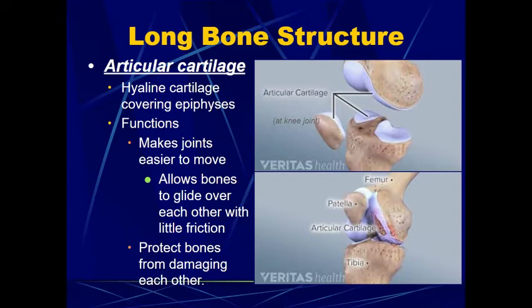It allows the bones to glide over each other with very little friction, and it prevents bones from damaging each other. Without the articular cartilage, when bones would move at a joint, they'd rub up against each other. They would start to damage each other, possibly break pieces off of each other. And so the cartilage is there to maintain the health of the bone and the health of the joint.